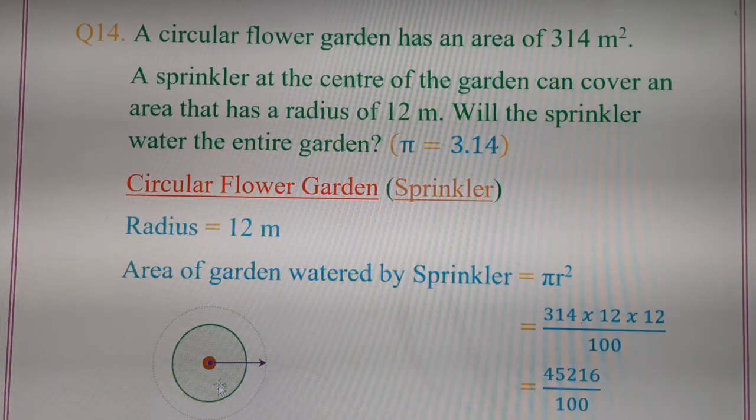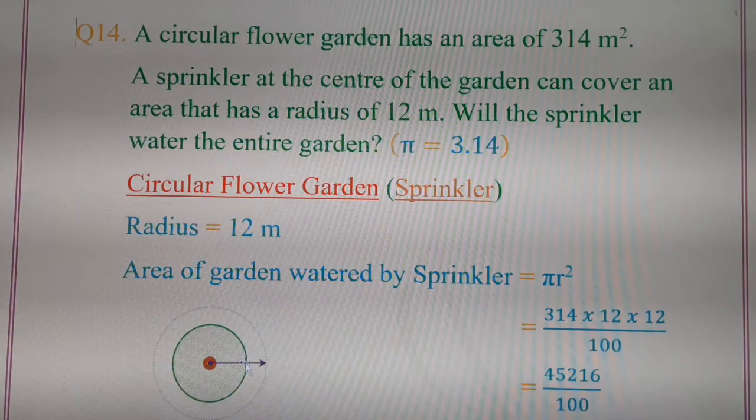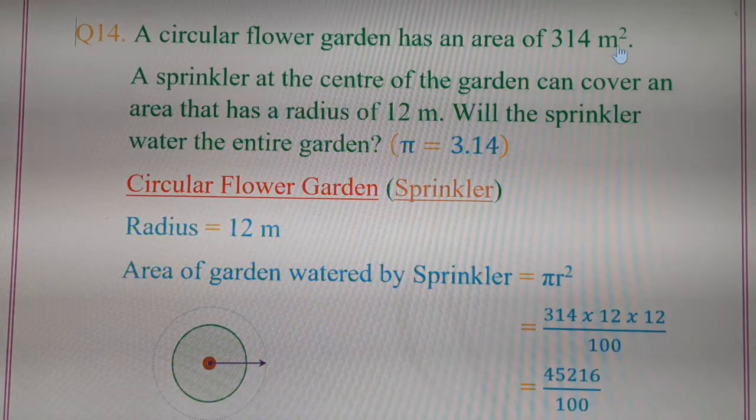Children, you must have seen a sprinkler system in many of the farms and fields where the farmers use a sprinkler system to water the farm and fields. A sprinkler is kept in the middle of this garden and it can water the garden when switched on. So the water will spread in a radius of 12 meters around the garden. But the radius of the garden is not given. The area of the garden is given, that is 314 meters square.